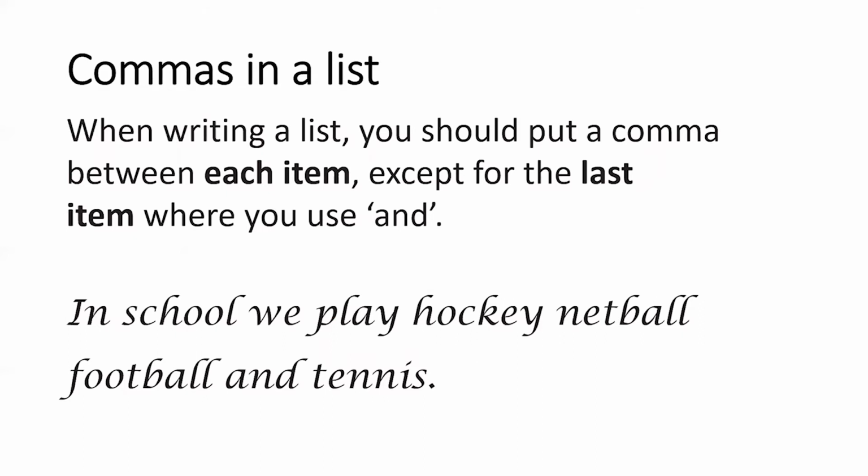Let's have a look at this example. In writing, commas in a list, you need to put a comma between each item, except for the last item, where we use and. So we have and in that case instead of a comma. Let's have a look and see. In school, we play hockey, netball, football, and tennis. So I've got 1, 2, 3, 4 sports that I play. In school, we play hockey, comma, netball, comma, football, and I don't need a comma now because I have the word and. So in school, we play hockey, netball, football, and tennis.